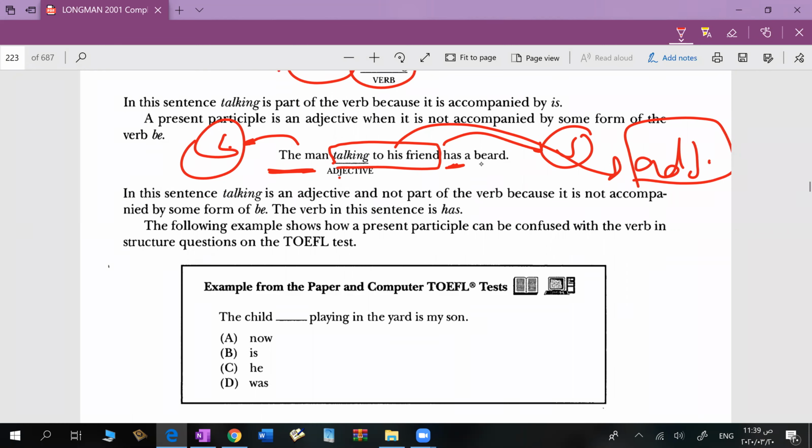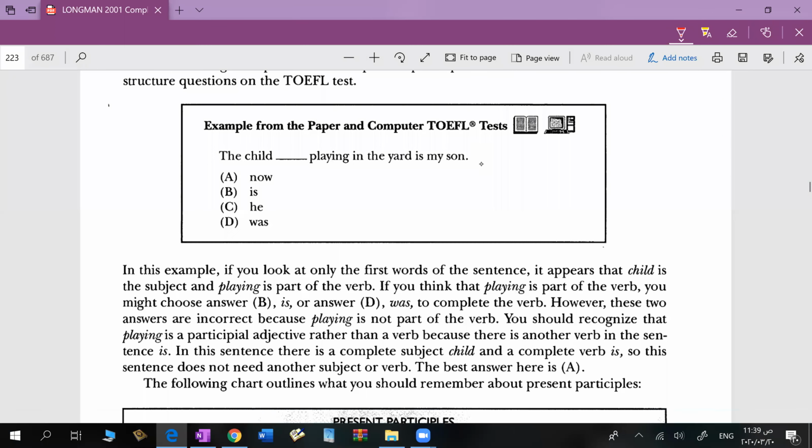Okay? So look at this example. The child, so we have here a subject. Playing in the yard is my son. So this is the verb. We have here the subject and we have the verb. So we have here "playing in the yard." This must be a reduced relative clause, correct? So what do we need in this space?